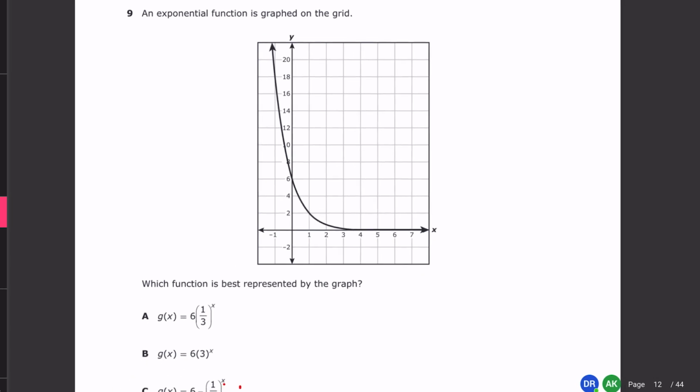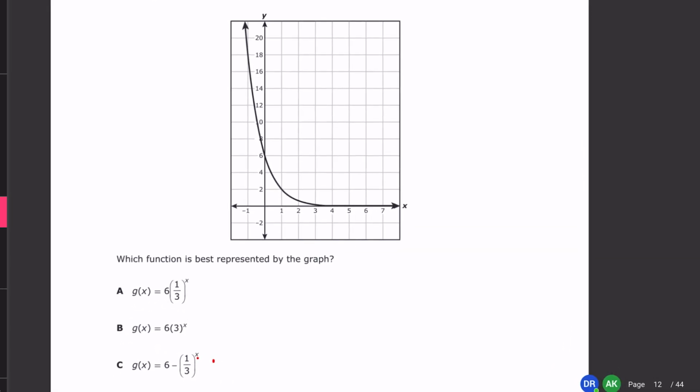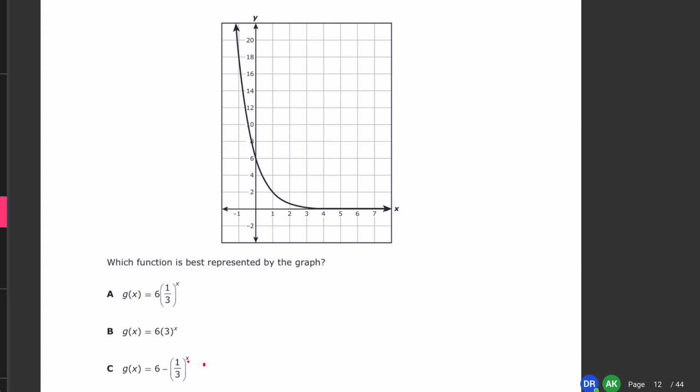Next, in the 9th problem, an exponential function is graphed on the grid. So now here, which function is best represented by the graph? So now you know that for an exponential function, we have g(x) = a·b^x, where a is the y-intercept and b is the ratio. Let's see what will happen if it is greater than 0 and if it is less than 0.